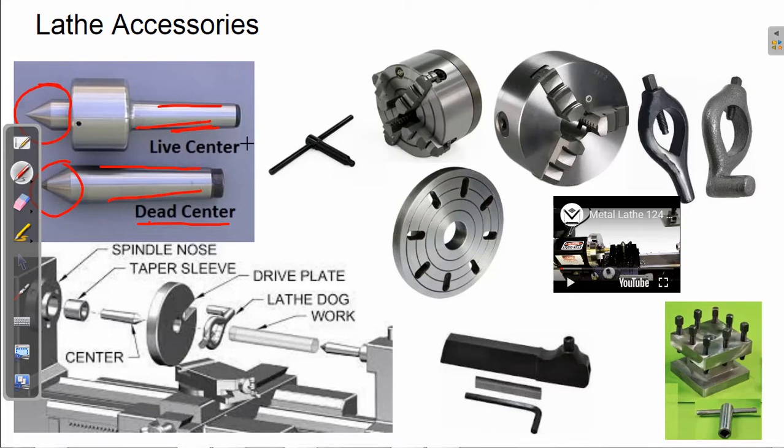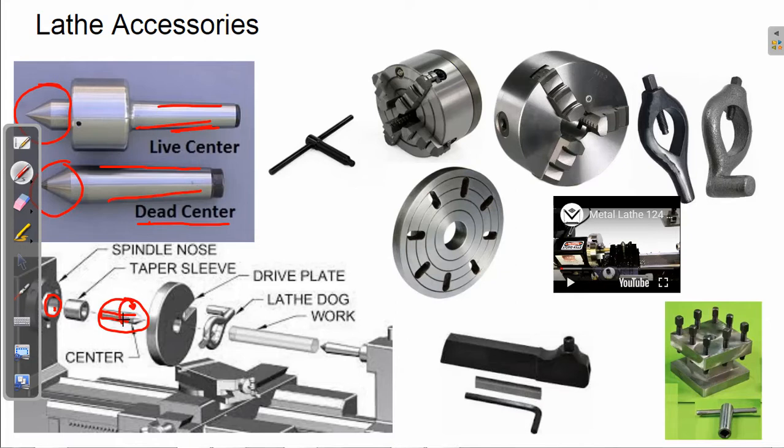If the spindle is fitted with the headstock, then definitely that particular center will rotate along with the spindle if it is fitted with the spindle. Here you can see this particular center. This is the center, and here you see the headstock spindle. Within that headstock spindle, the center is fixed, and when the headstock spindle rotates, this center will also rotate.